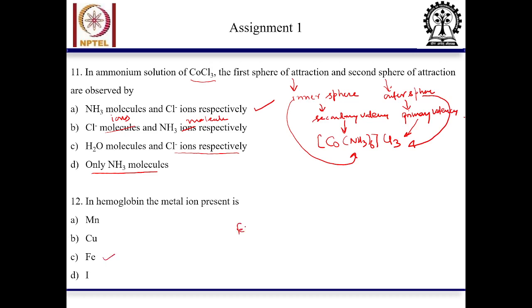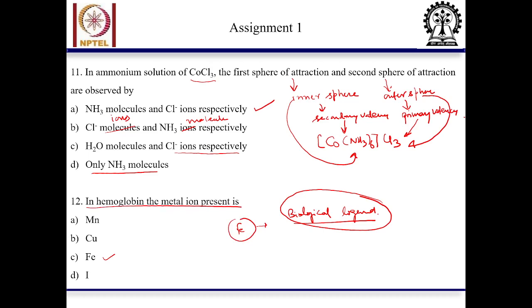So we will discuss in detail in the next lectures when we discuss the biological ligand. There we will discuss what the porphyrin ring is, what the corrin ring is. All those things we will discuss in detail in next week's lecture. Once we go to the classification of ligands, I think in ligand third, the professor has discussed the biological ligand. So we will discuss there the porphyrin ring with the iron in hemoglobin. Okay, so the correct option is iron.